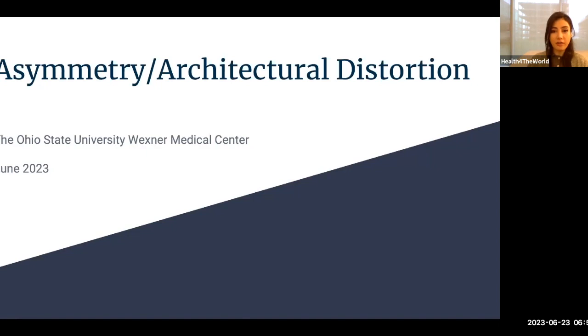Today, we have the honor of having Dr. Alyssa Cubbison join us to talk about asymmetry and architectural distortion in breast imaging. Dr. Cubbison is an assistant professor of radiology at Ohio State University. She completed her radiology residency at Loyola University, followed by a breast imaging fellowship at Northwestern University in Chicago.